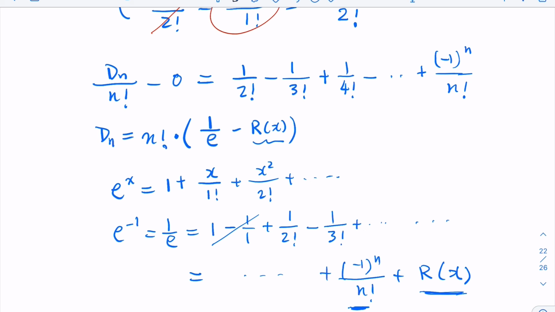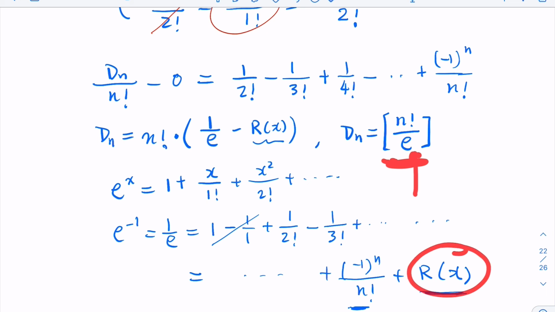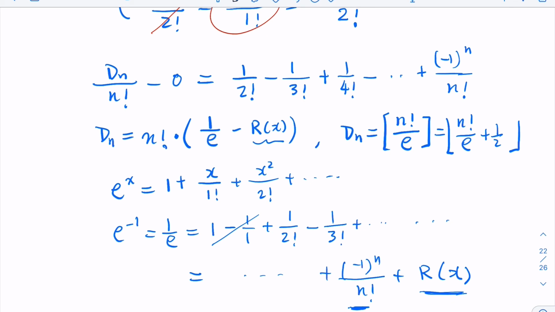So it turns out that we can have a formula here: n factorial divided by e could be a fraction, but then we put the integer brackets here, yeah? This means the closest integer to this fraction here because there is a remaining term in the sequence. So sometimes if you use the floor function, that would be n factorial over e plus 1/2 and then put a floor function here, okay? So that's what we derived here, okay?